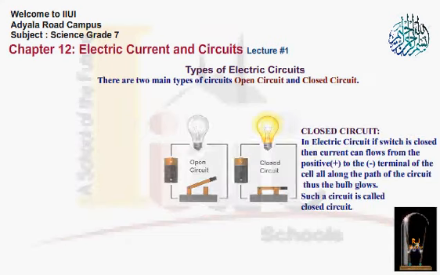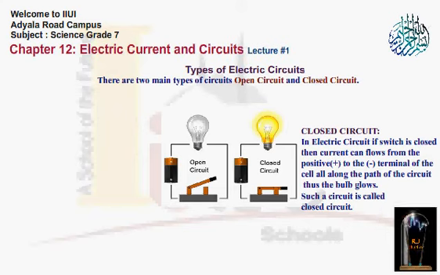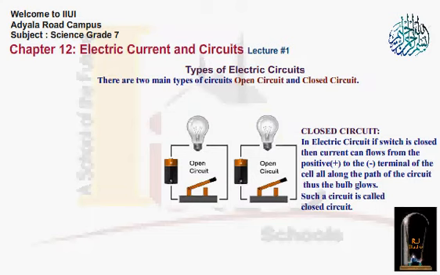Closed circuit. In an electric circuit, if the switch is closed, then current can flow from the positive to the negative terminal of the cell. Definitely. How does the current flow? Because the circuit is complete. That's why the current flows. Thus, the bulb glows. Such a circuit is called closed circuit.